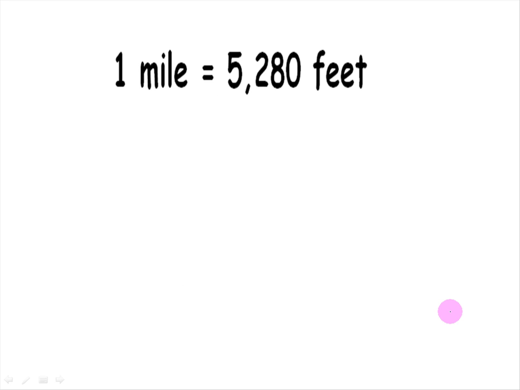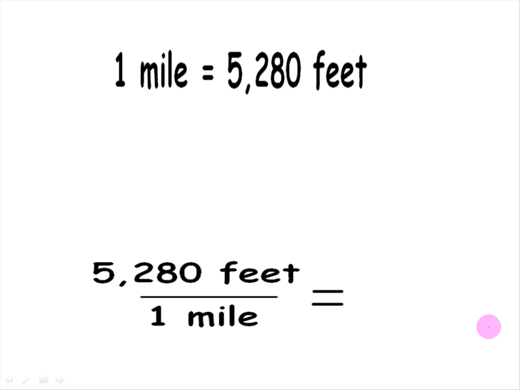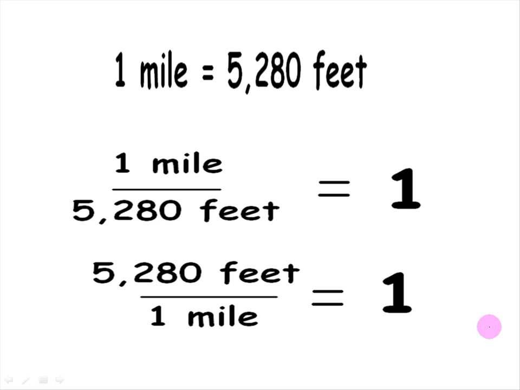Now, 1 mile equals 5,280 feet. So we can write 1 mile over 5,280 feet. What we're really doing here is putting miles in the numerator and feet in the denominator, and that equals 1. Here we have 5,280 feet over 1 mile. We have feet in the numerator position and miles in the denominator position. This gets important in just a few moments. And that equals 1. Okay?